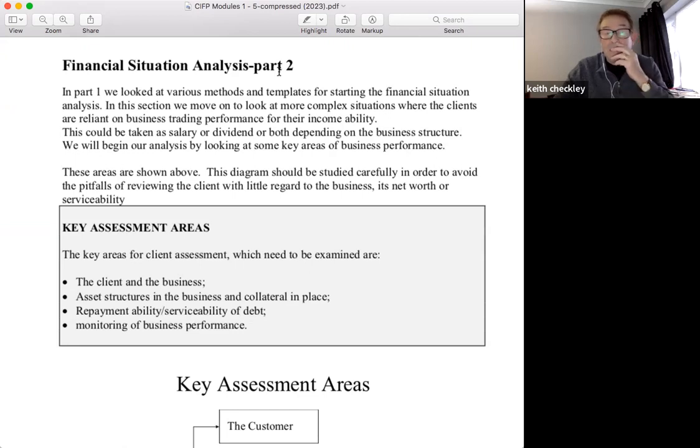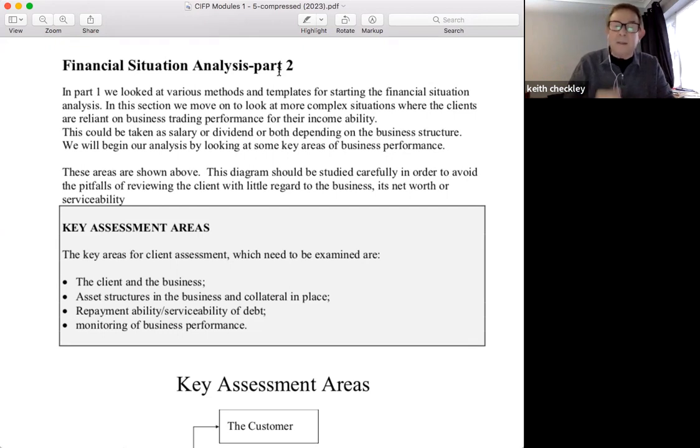Now, I'm showing this in a diagram. The diagram should be studied carefully in order to avoid the pitfalls of reviewing the client with little regard to the business, its net worth, or serviceability. So just like before, we're going to be looking at those two aspects: the financial analysis, and, as was pointed out last week by some of you, the importance of the non-financial analysis side. So both sides very important there.